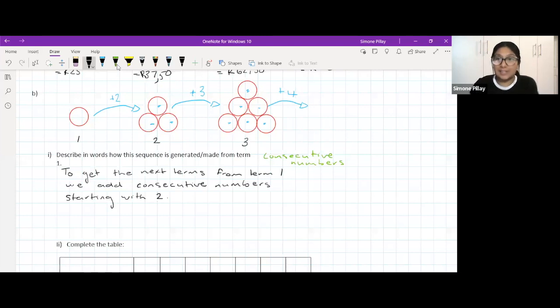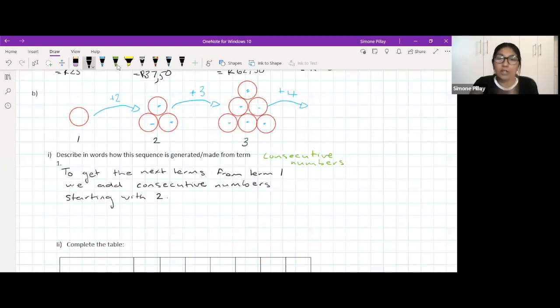Let me read the sentence as a whole now. To get the next terms from term 1, we add consecutive numbers starting with 2. What does consecutive numbers mean? It just means our counting numbers. So if I start with 2, I'm going to go 2, 3, 4, 5, 6 until I get to my term infinity. Okay, I hope this made sense to everybody.